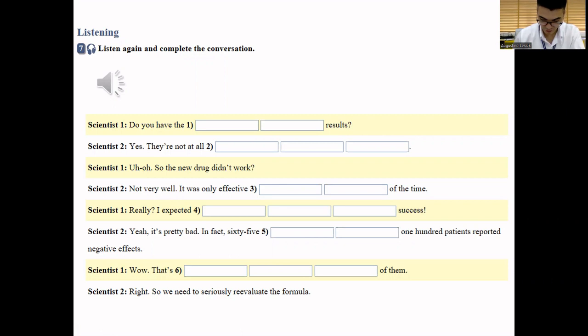Do you have the medical analysis results? Yes, they're not at all as we expected. Uh-oh, so the new drug didn't work. Not very well. It was only effective 10% of the time. Really? I expected 100% success. Yeah, it's pretty bad. In fact, 65 out of 100 patients reported negative effects. Wow, that's almost 2/3 of them. Right. So we need to seriously reevaluate the formula.